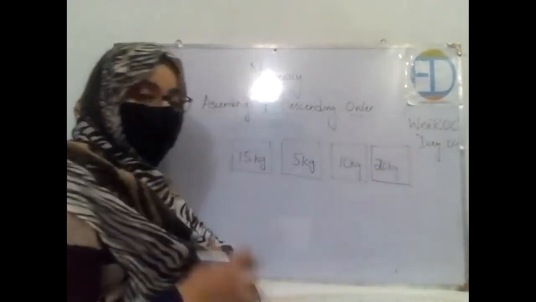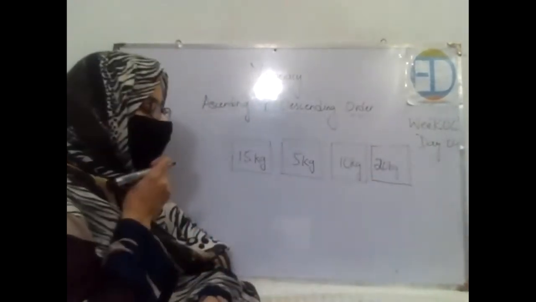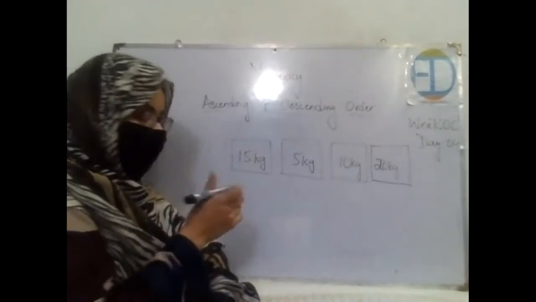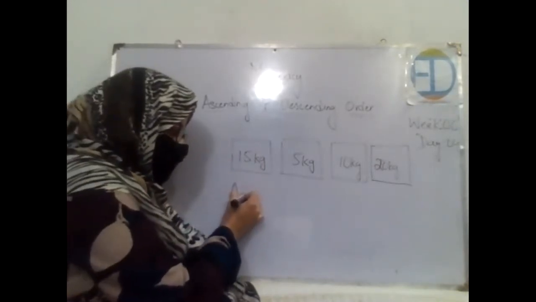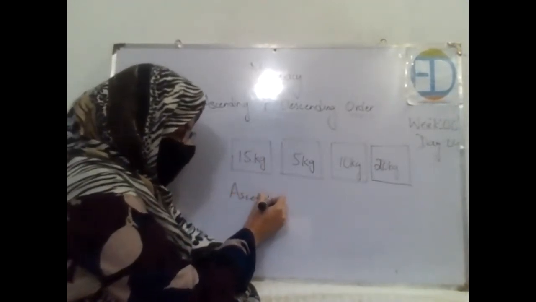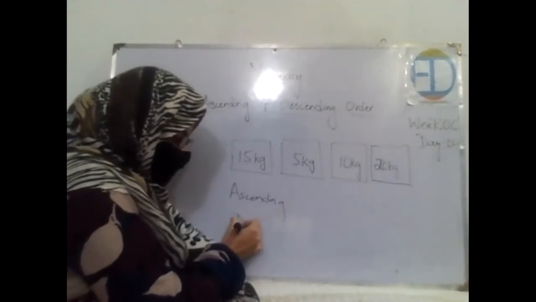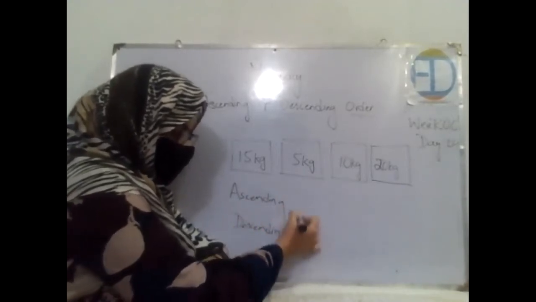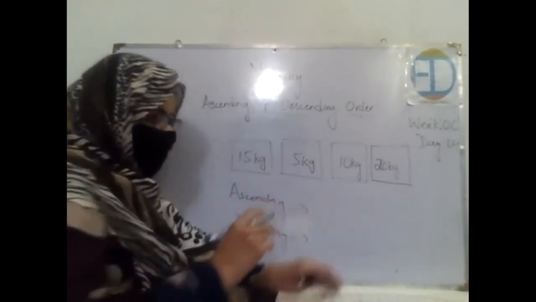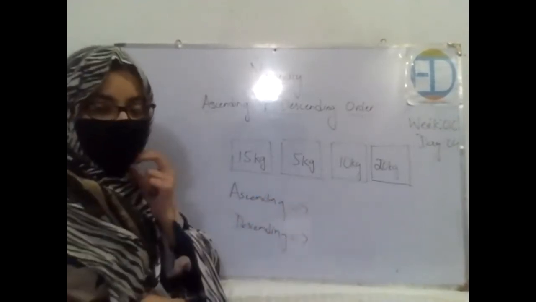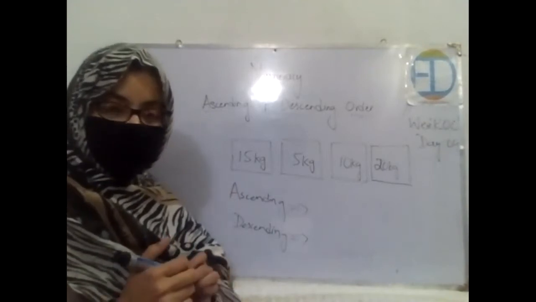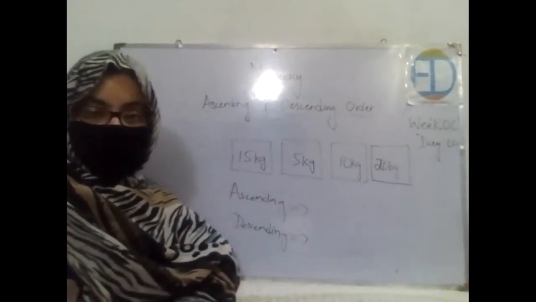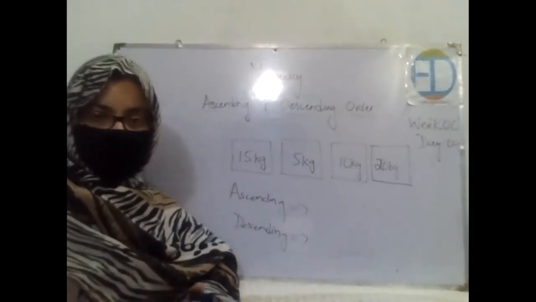Got it? Now, what is the assignment for you? You are supposed to arrange these 4 boxes first in ascending order and then in descending order. Got it? Hurry up, do this in your notebooks and then tell me what your answers are. Yes. Start writing.